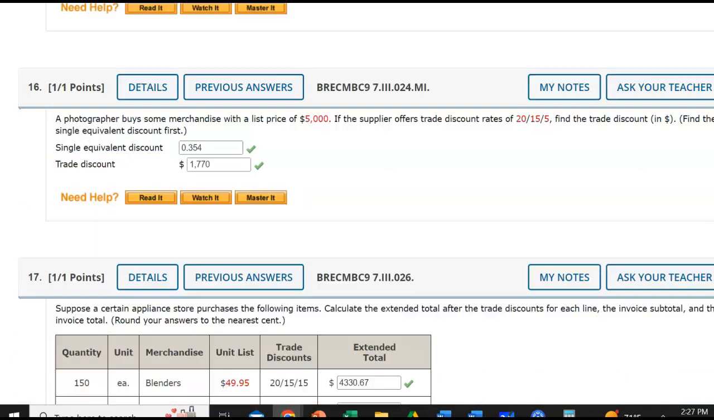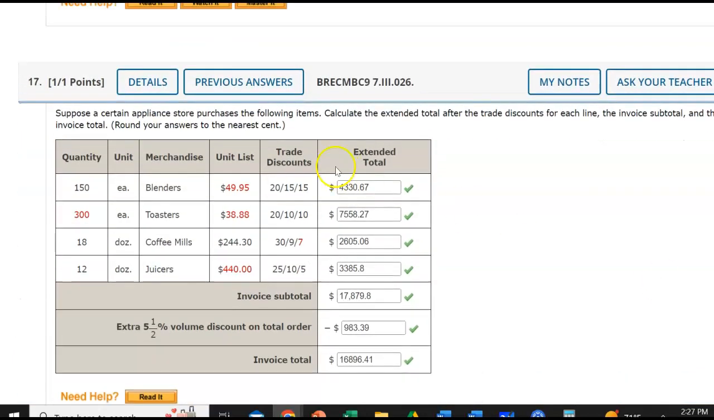For question 17, this one I'm going to do in a separate video, but it's basically we're going to do the same things that we've been doing as far as getting our net price factor. That will be the first step for each of these.